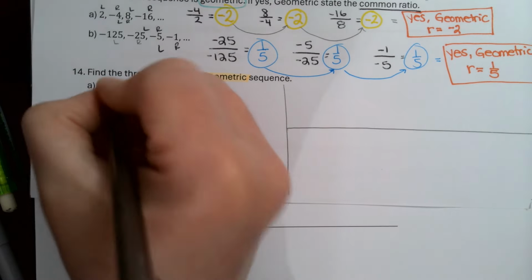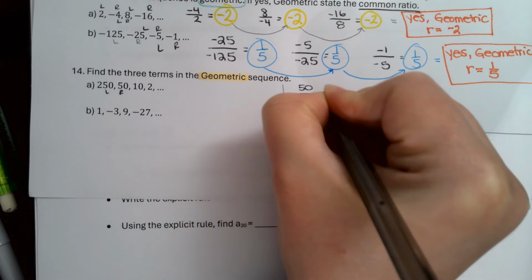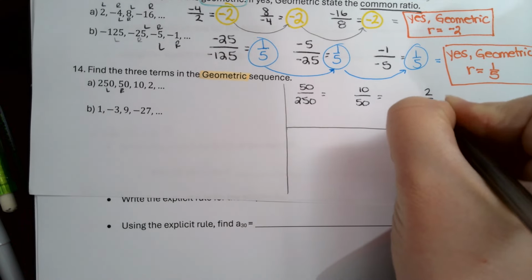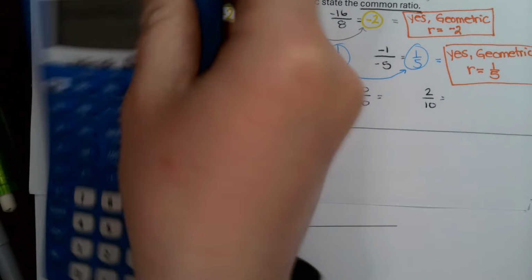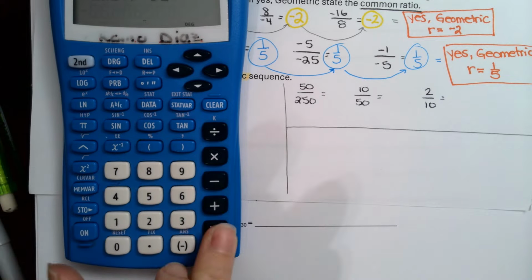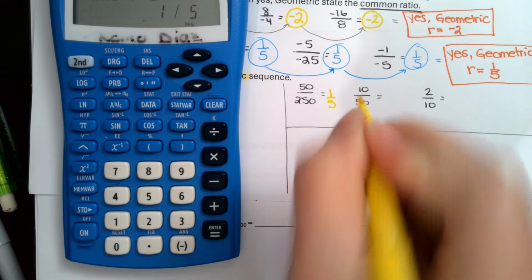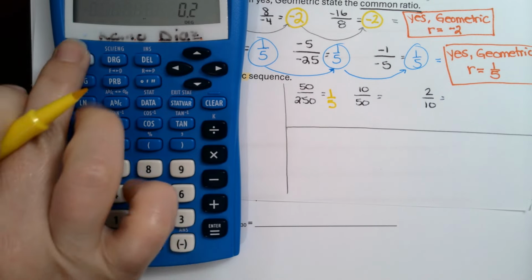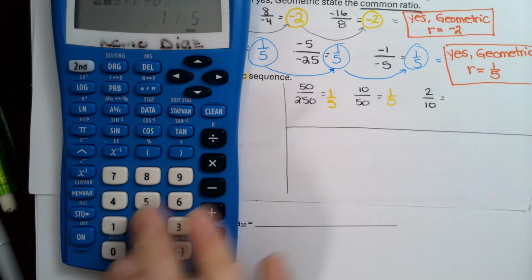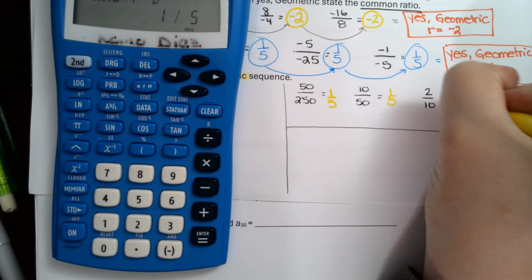Top question, let's do our right divided by our left. So we got 50 divided by 250, 10 divided by 50, and 2 divided by 10. Let's see what our common ratio is. 50 divided by 250, simplified, looks like I have a 1/5 here. 10 divided by 50, simplified, another 1/5. 2 divided by 10, simplified, and again, I have a 1/5.